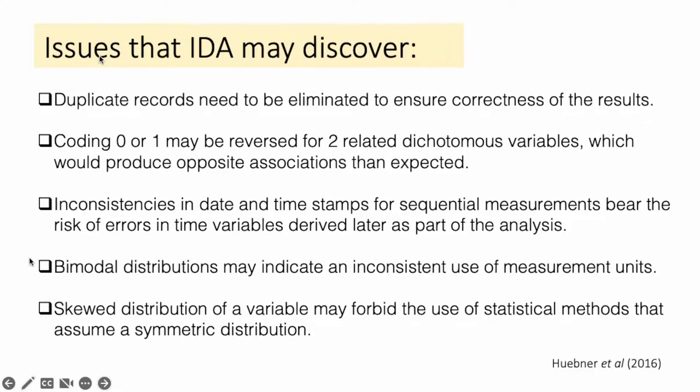If you do sequential measurements in your experiments, inconsistencies in data timestamps can also give you problems afterwards. This is what I was saying, bimodal distributions can indicate inconsistent use of measurement units. We see it in genotyping data again, not only with things like sex, but also with the identity of these positions in the genome. Sometimes it's inverted, and you're like, I shouldn't see this. So it's a very, very time-consuming step. It takes forever, years sometimes, but it's worth it, because otherwise your conclusions will not be valid, and that's all you want to get to.